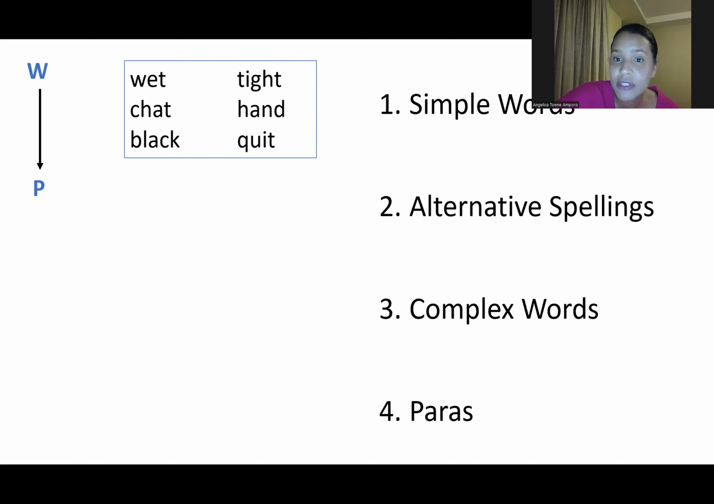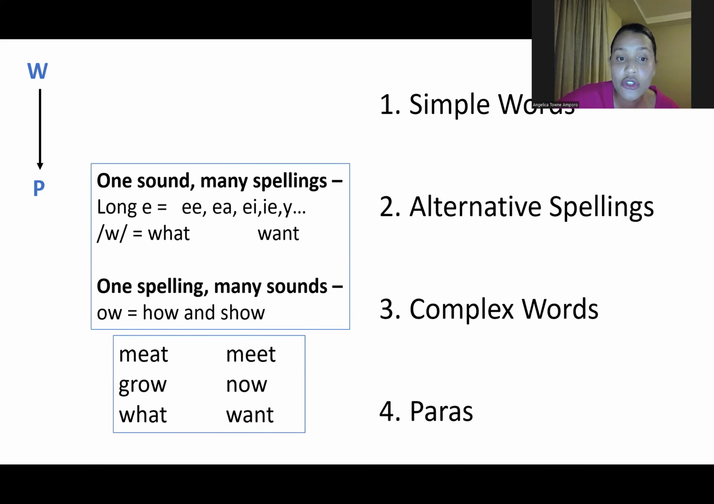So again, we're going from simple words that just use their normal sounds from the ABC action chart to alternative words, which are words that have one sound and many spellings, or one spelling and many different sounds, such as the sounds that OW make. OW can make ow. It can also make oh, right? So you want them to be aware of these things that are happening in English.